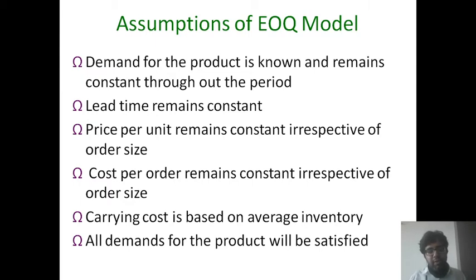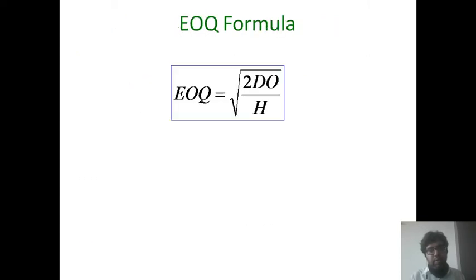Next is: all demand for the product will be satisfied. So this is again an important thing. Whatever we demand, it would be satisfied by our supplier. So these are the basic assumptions of economic ordering quantity.